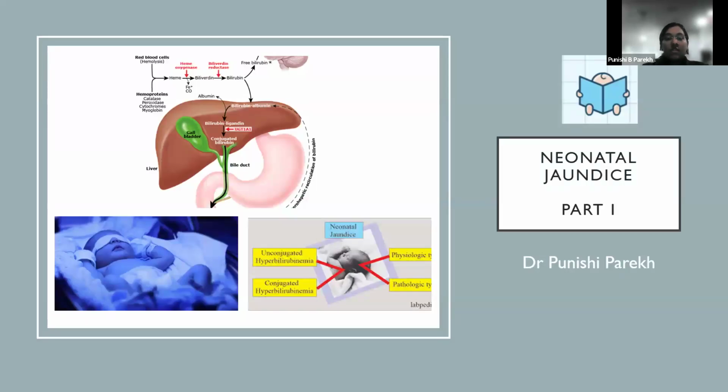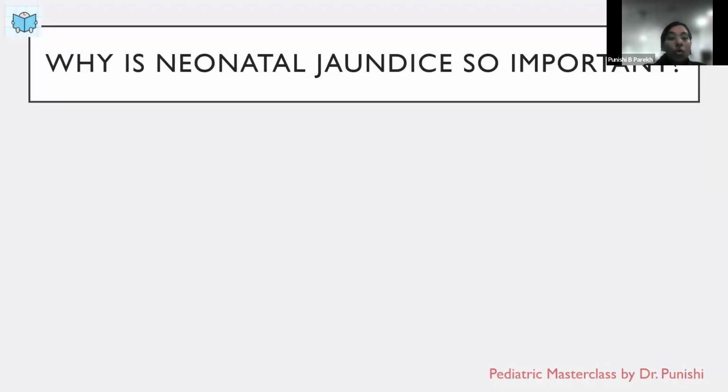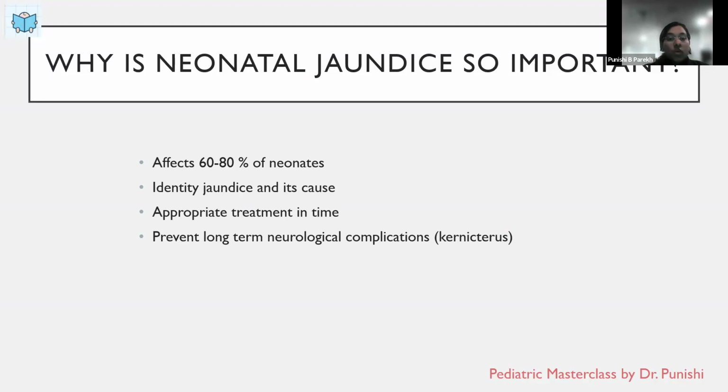Hi everyone. Let's discuss neonatal jaundice. So, why is it so important for us to know what neonatal jaundice is about? Jaundice in the newborn affects as many as 60 to 80% of neonates, 60% in term and 80% in preterm. It's extremely important for us to be able to identify jaundice, find out the cause, and then offer treatment within the right amount of time.